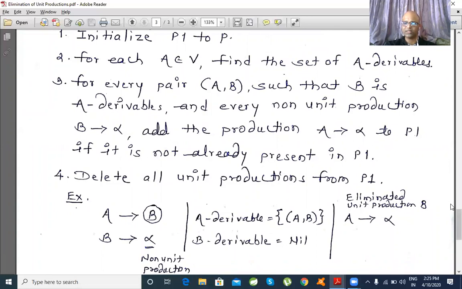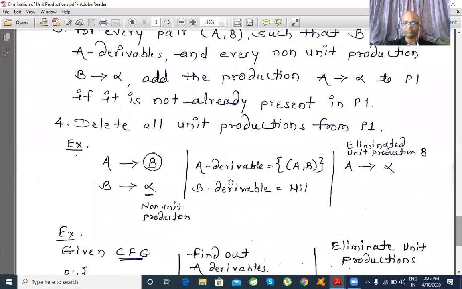So let's just understand what it means. Now consider this is a context-free grammar which is given, and this is free of null productions. If I am trying to eliminate the unit productions from this, I need to find out the A derivables first. This is simple. A is directly producing B, so I can add this particular pair, which says B is A derivable. I need to keep track of this B, and B is not having any unit production, so this A derivable set is complete here. Now what does B stand for?